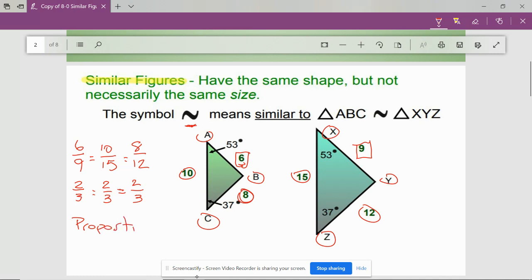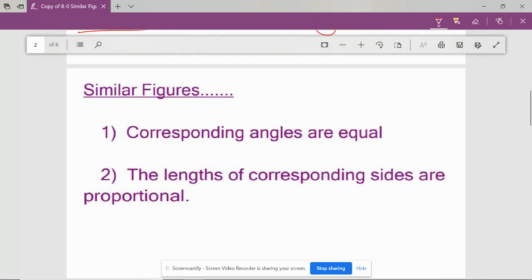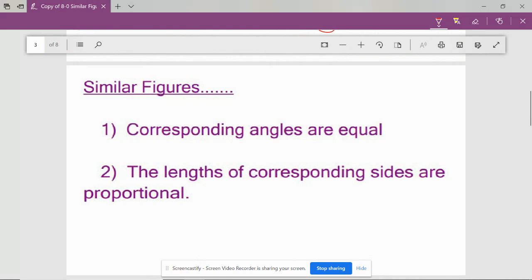And we have done this before, where we have done proportions. So we kind of know how to do that. So we just need to put it in terms of these two shapes. So for similar figures, corresponding angles are equal. We may have a diagram that shows triangles, and it may give you what the degrees of the angles are. And if those degrees are the same, then we would say corresponding angles are equal. And the lengths of corresponding sides are proportional.